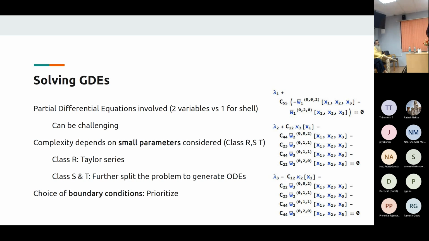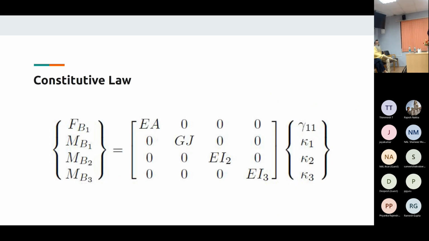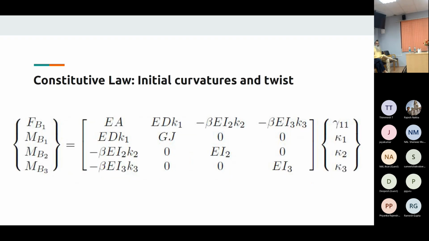And this is just an indication of how a GD looks for a very simple class R cross section. And then in a very simple way, you can generate what the 0th order constitutive law looks like. It is very similar to a classical solution. Here, this is without any initial curvatures or twisting considered. If you are considering initial curvatures and twists, there will be off-diagonal terms that are more significant, depending on the type of structure that's being solved.